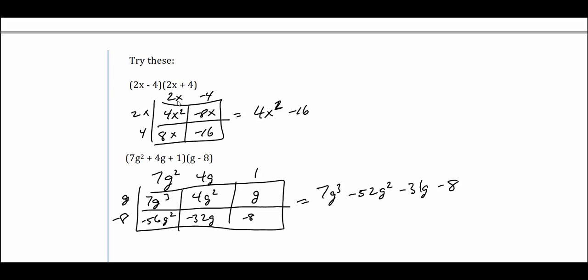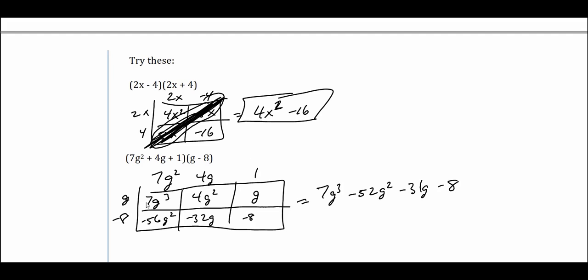Alrighty. I see that I did both of these using the box, but you can do it using horizontal multiplication. That doesn't matter. In the first one here, you'll see that this diagonal cancels because 8 minus 8 goes to 0, so they cancel. So 4x squared minus 16 is your answer.